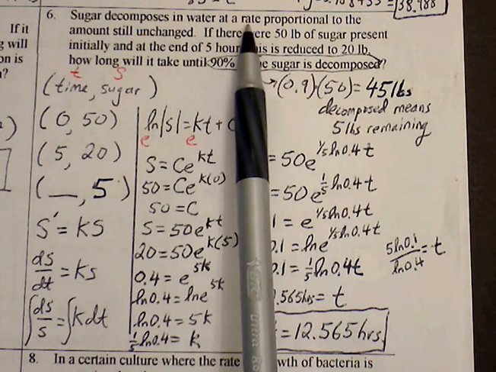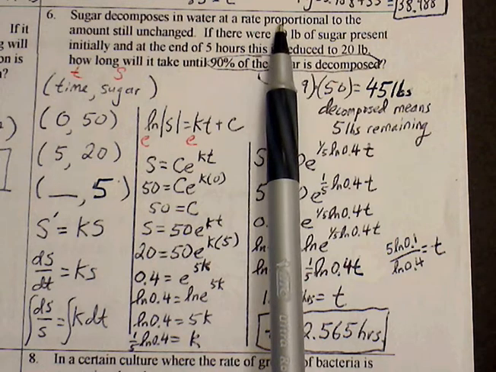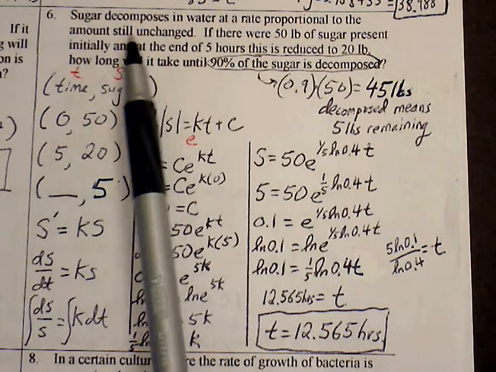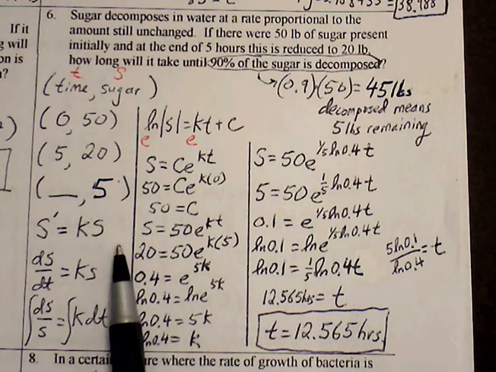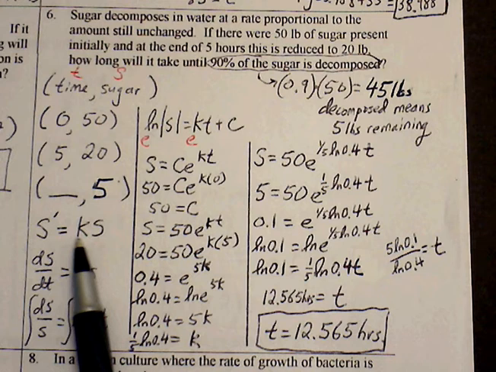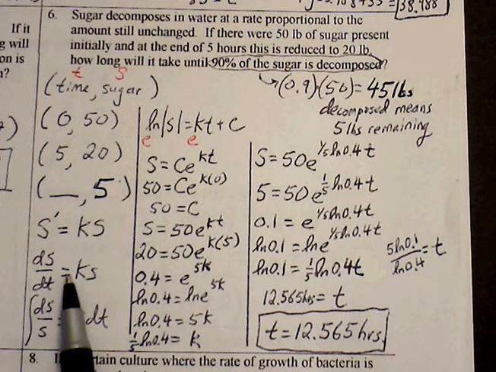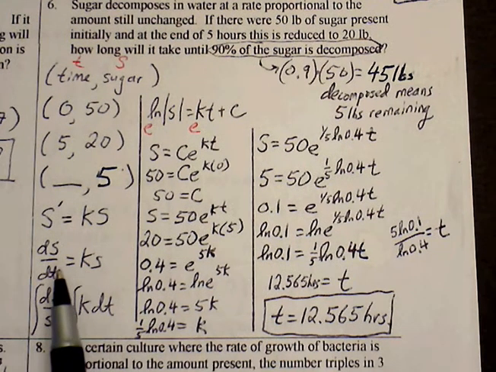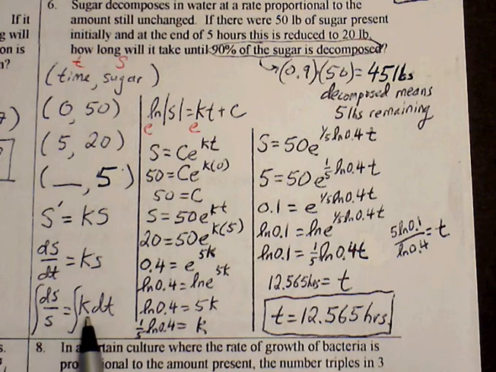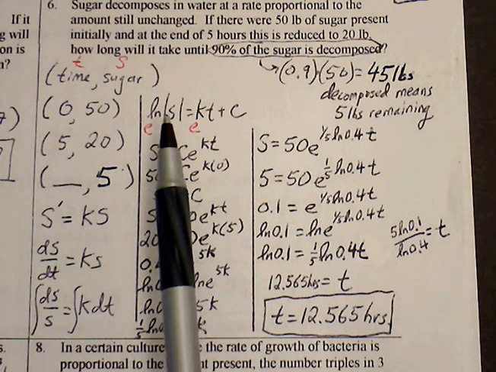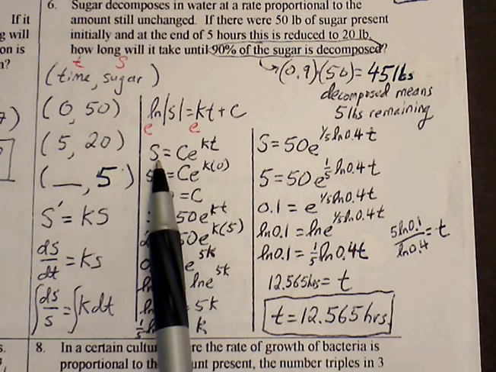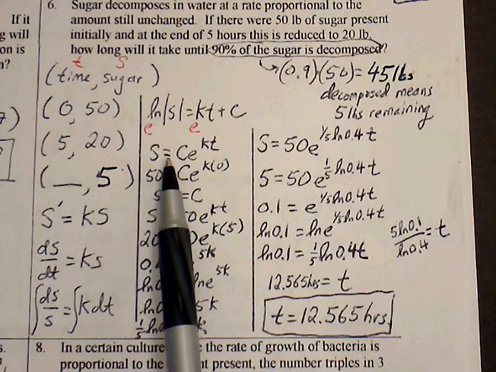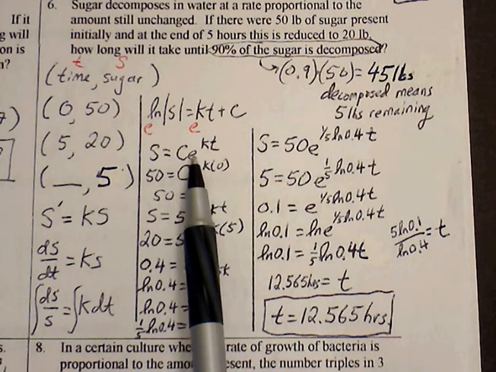Okay, sugar decomposes at a rate proportional. So we know that this is referring to S prime. So S prime is equal to K times S, the amount still unchanged, the amount remaining. So that is represented by S. Okay, differential equation, S prime, we're going to rewrite that as dS over dt. Separate the variables. Take the integral of both sides. So we get natural log of S, exponentiate both sides, so we can bring the S out from under the natural log function.